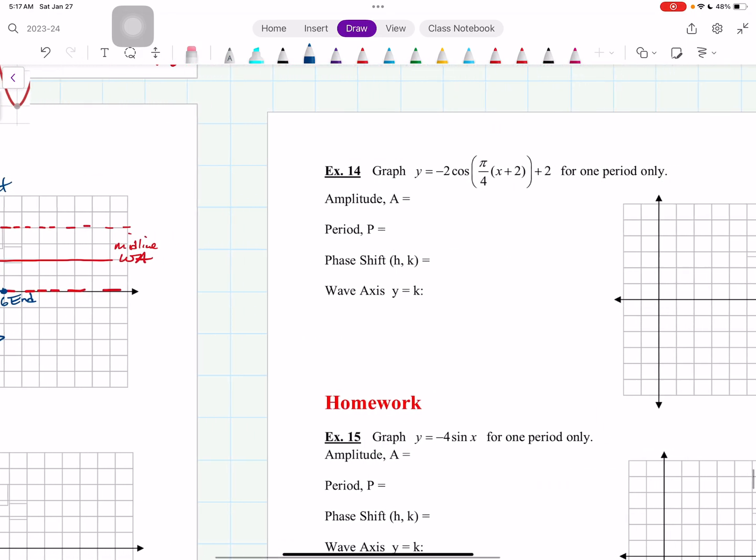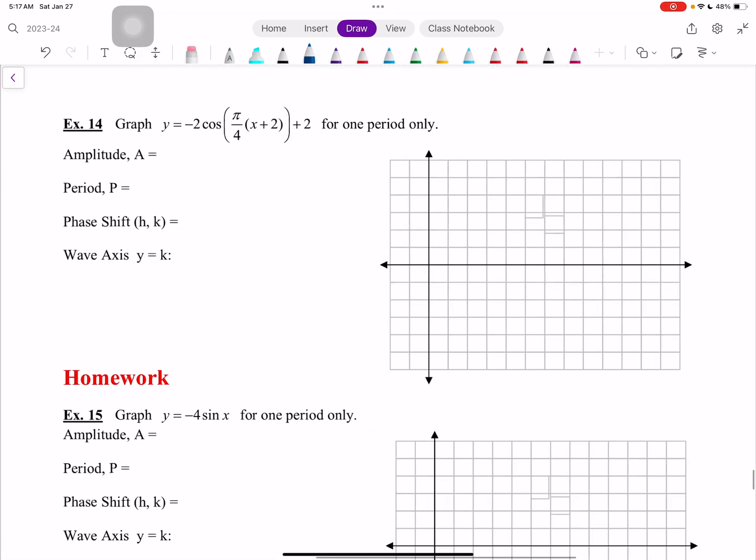Okay, so here we go. Let's go off to the side and do it a slightly different way. So the amplitude stays the same. So same information here. We got an amplitude of 2. We got a period of 8. We have a shift of -2 comma 2. And we have a y-axis or wave axis at 2. Okay, so that doesn't change.